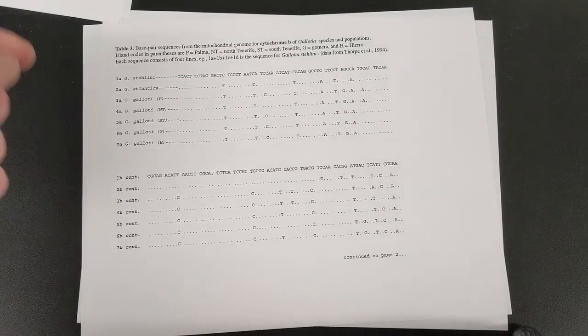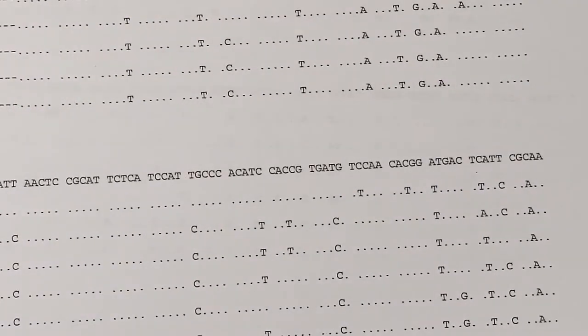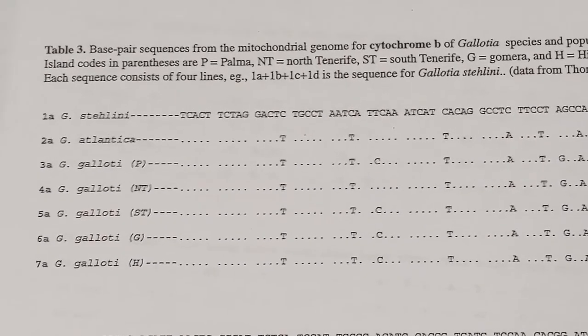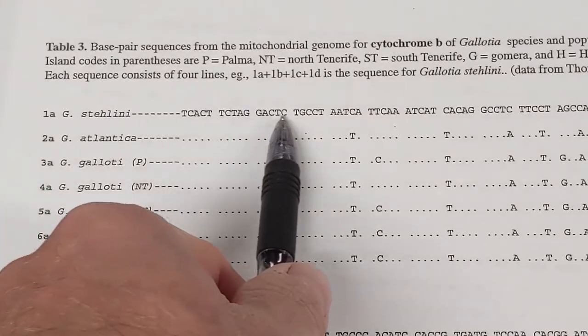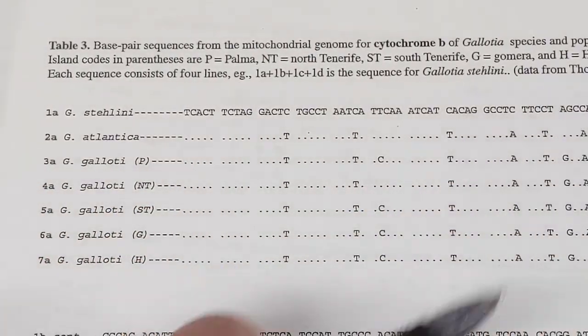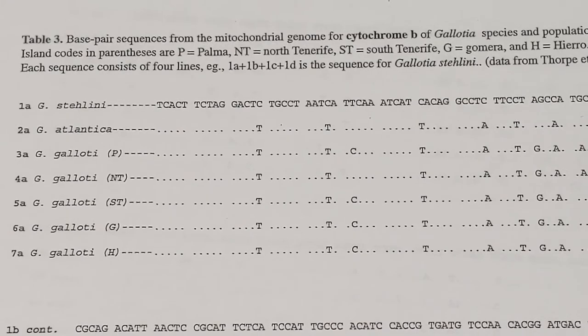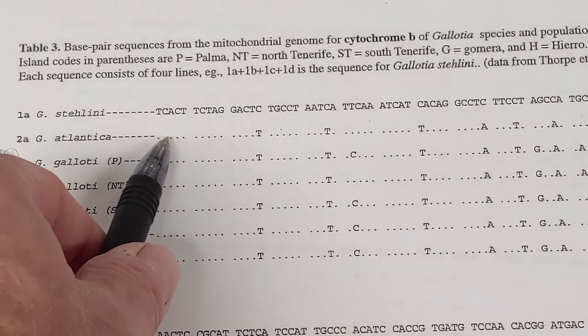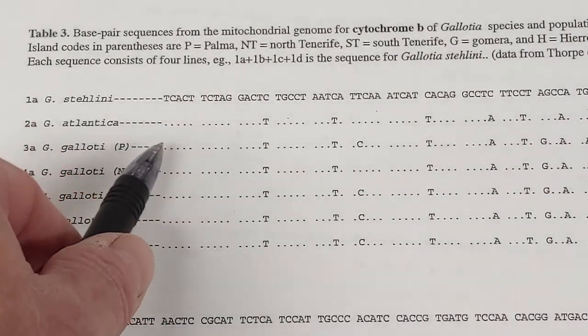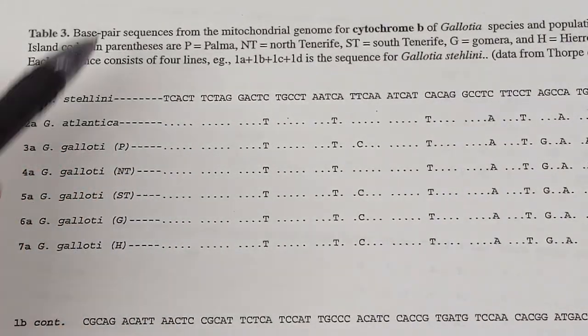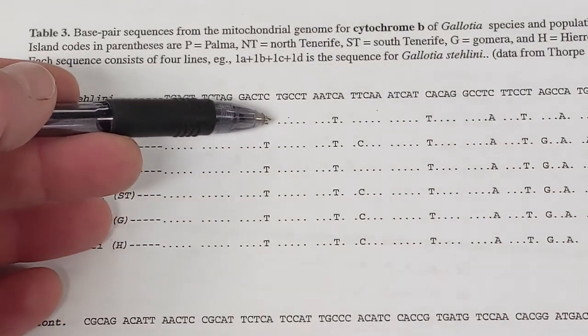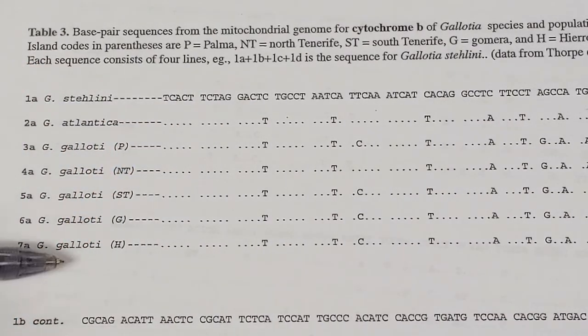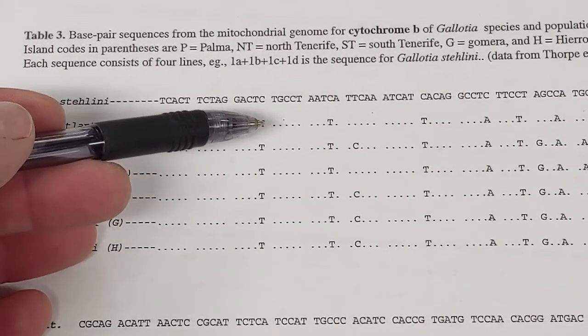Well, when we look at the code, I'm going to zoom in now. We look at the code, what we see for Stellini is the actual code. That is the molecular code as translated by fluorescent dye tagging and modern DNA analysis. What we have down below here, these dots mean same, same, same, same, same, same. No difference. What this T means is that all of these lizards have a base pair change.